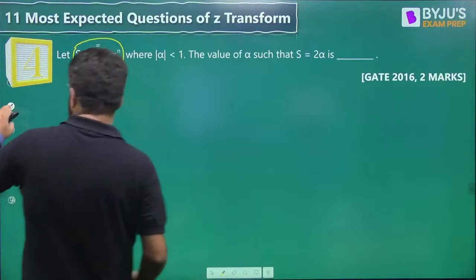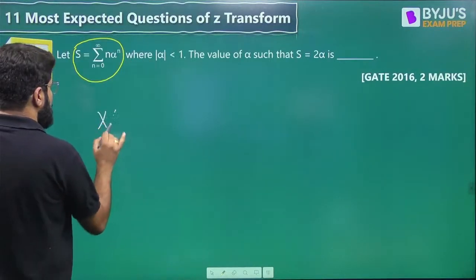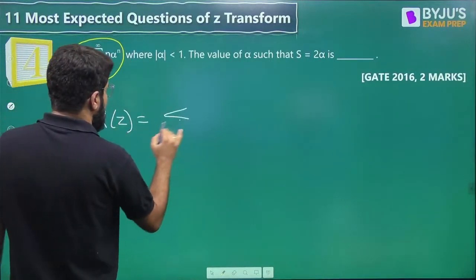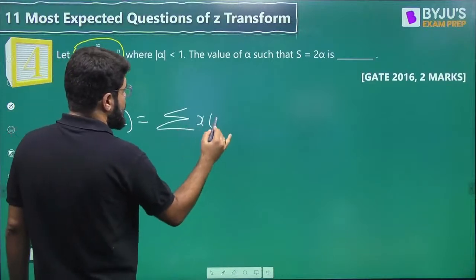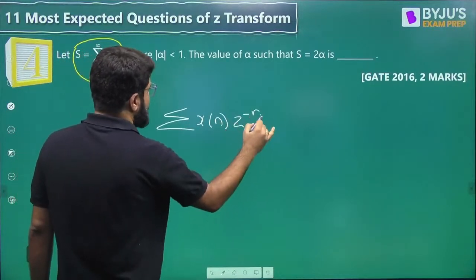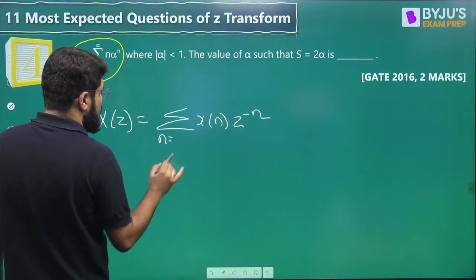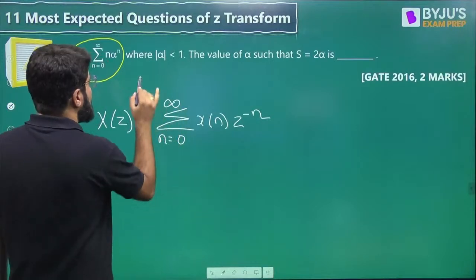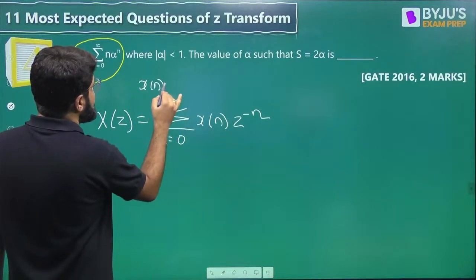There is one important point, let me write it down here. We all know that X(z) is given by the formula summation of x[n] z raised to the power minus n, from n equal to minus infinity to infinity. But let's take a causal sequence here.